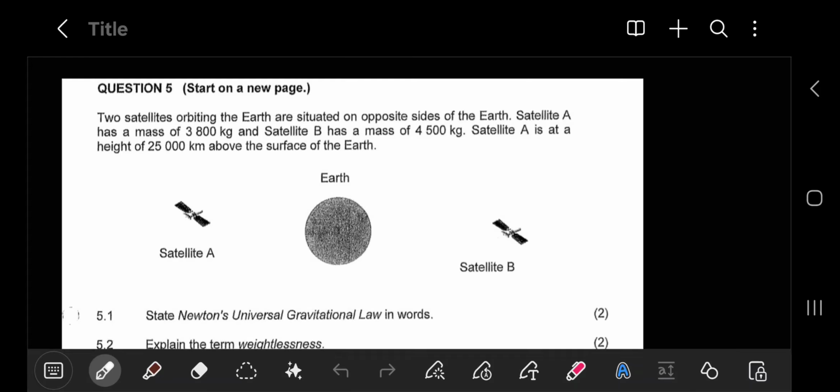Now, I know that it looks like satellite A and B are on the side of the Earth, but remember, if you were on the surface of the Earth, you would observe the satellite being above you. So we talk about it as being at a certain height above the Earth.